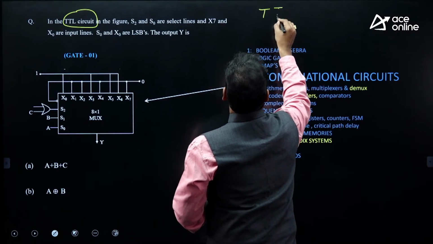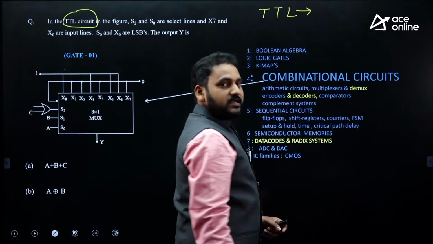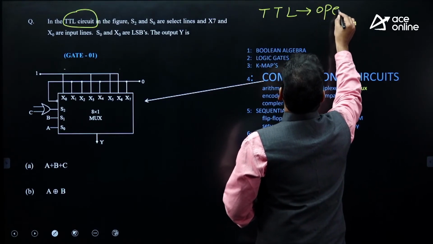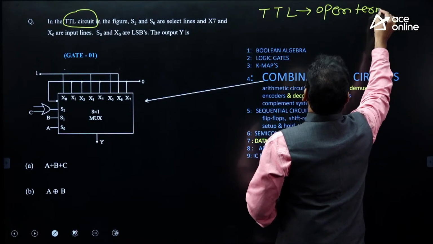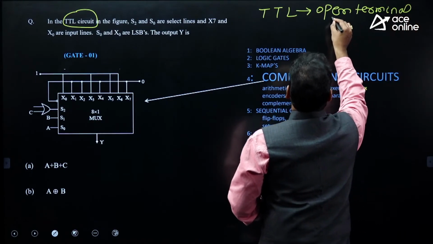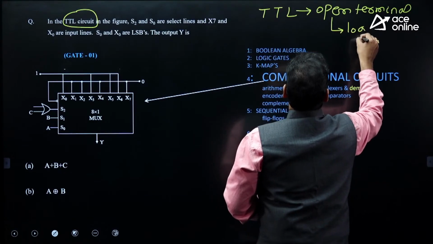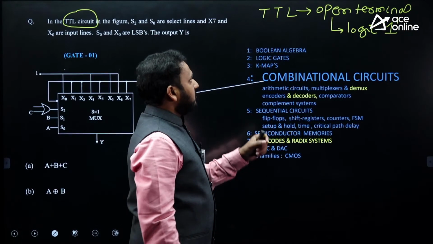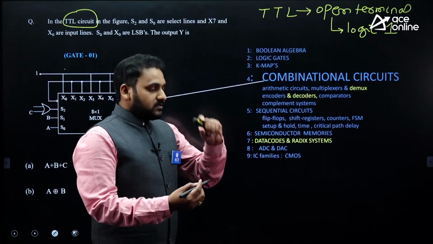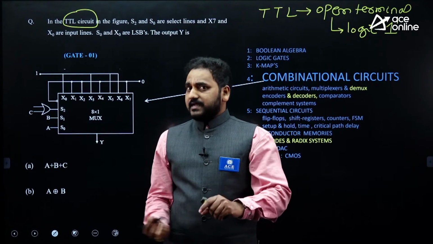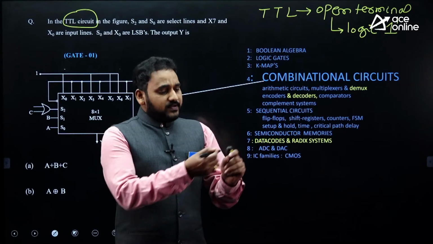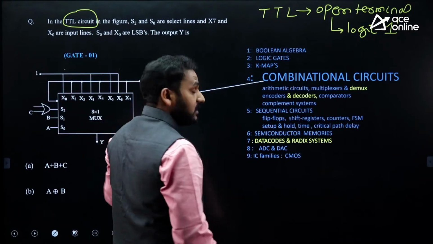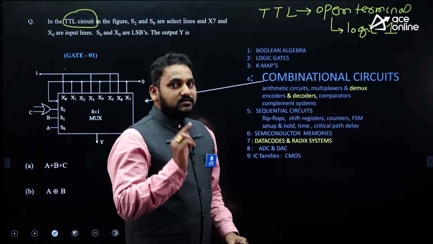In TTL logic family, an open terminal, we can also call it a floating input, should be considered as logic 1. In case of ECL, emitter coupled logic, the same, if for any logic gate, it may be AND gate, OR gate, NOR gate, NAND gate, XOR gate, XNOR gate, any gate, if the terminal is open circuited, by default, the internal circuit of open collector TTL will accept it as logic 1.